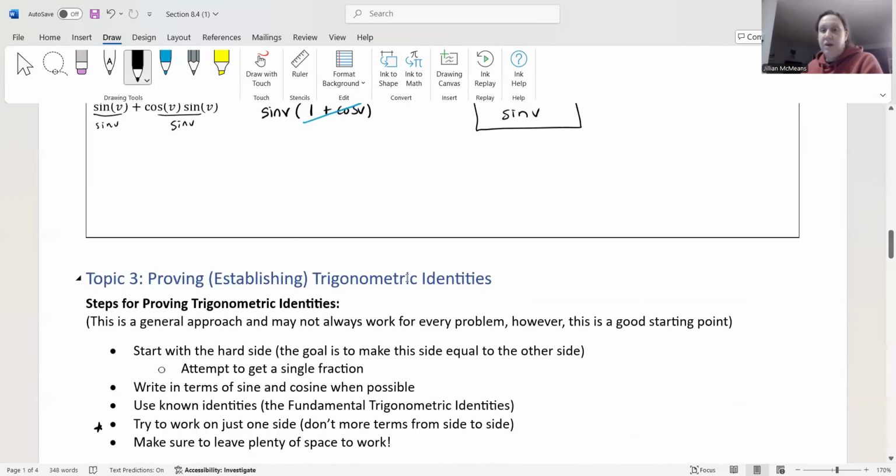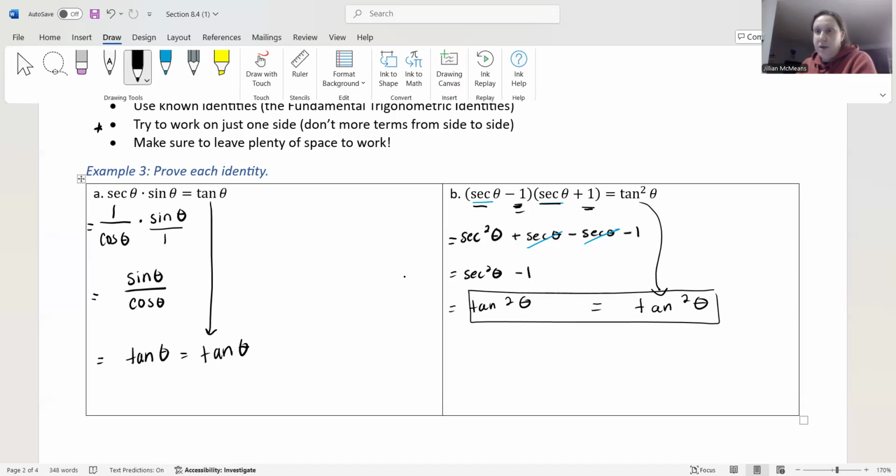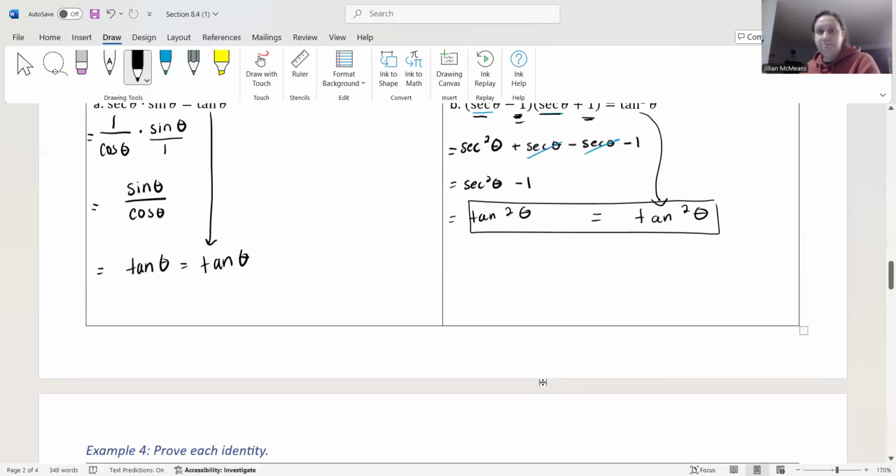So we can come back down here and we can say, okay, well now secant squared theta minus 1 is just tan squared theta. And at this point, I can bring down my right-hand side and I can say, hey, these two things are equal, okay? So we've established that these things are really true. So secant theta minus 1 times secant theta plus 1 really does equal tan squared theta, okay?